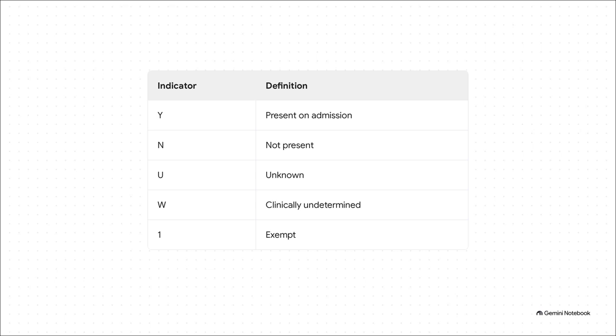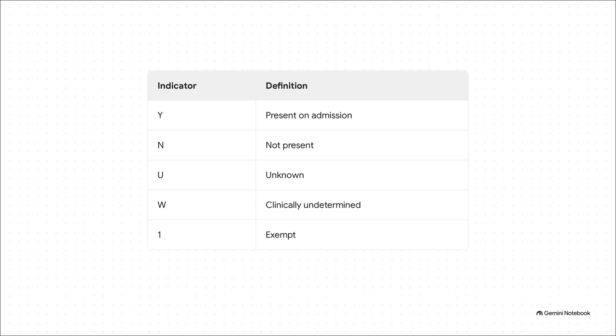Y is yes, meaning the condition was present at the exact moment the inpatient admission order occurred. N is no, it wasn't present, so it developed after admission. Then we've got U for unknown. You use U when the documentation is just, well, insufficient or sloppy, making it impossible to tell. Now contrast that with W, clinically undetermined. W means the provider is medically unable to make the call, regardless of how great the documentation is.